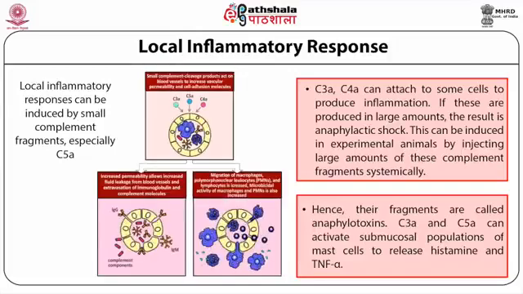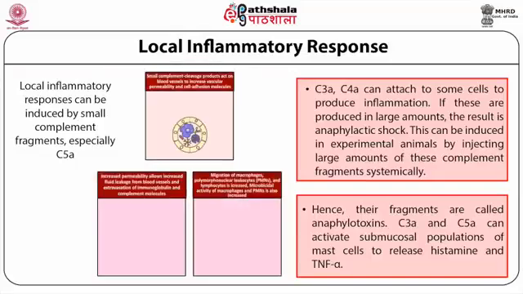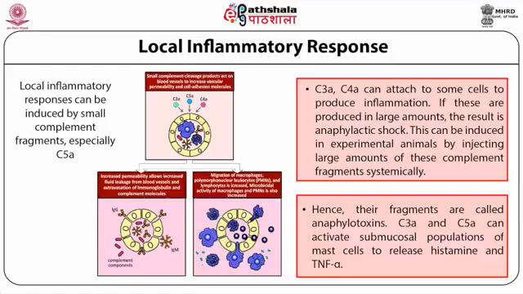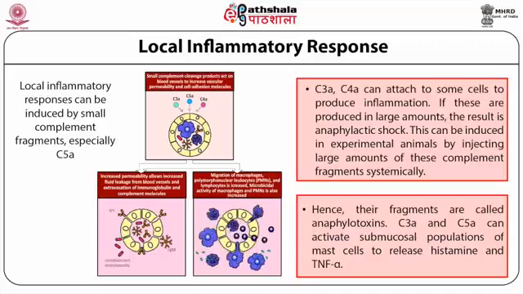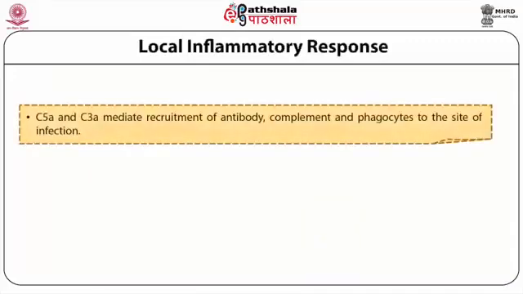C3a and C5a can activate submucosal populations of mast cells to release histamine and TNF alpha. C5a and C3a mediate recruitment of antibody, complement and phagocytes to the site of infection. Increased fluid accumulation in the tissue facilitates the pathogen-carrying antigen presenting cells to move to lymph nodes, which initiates vigorous adaptive immune responses.